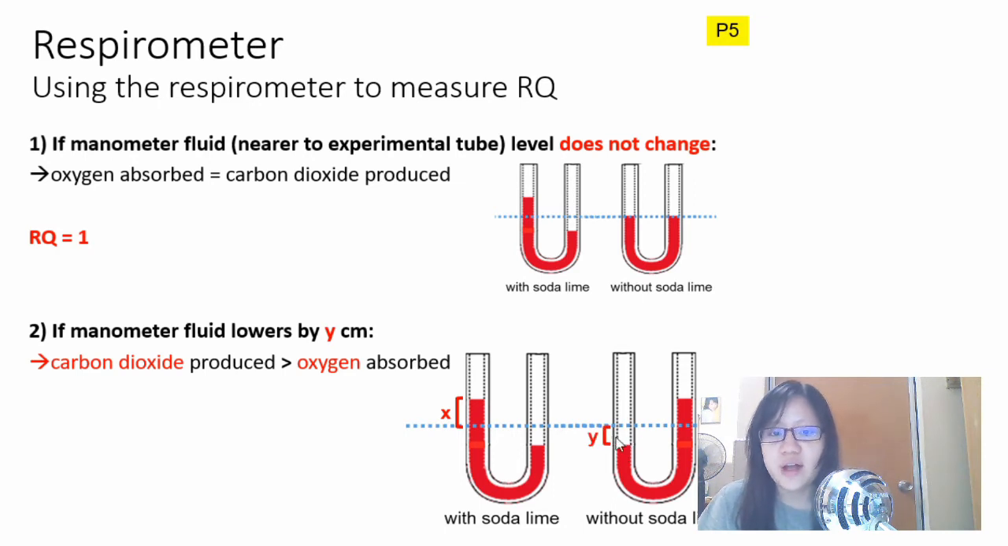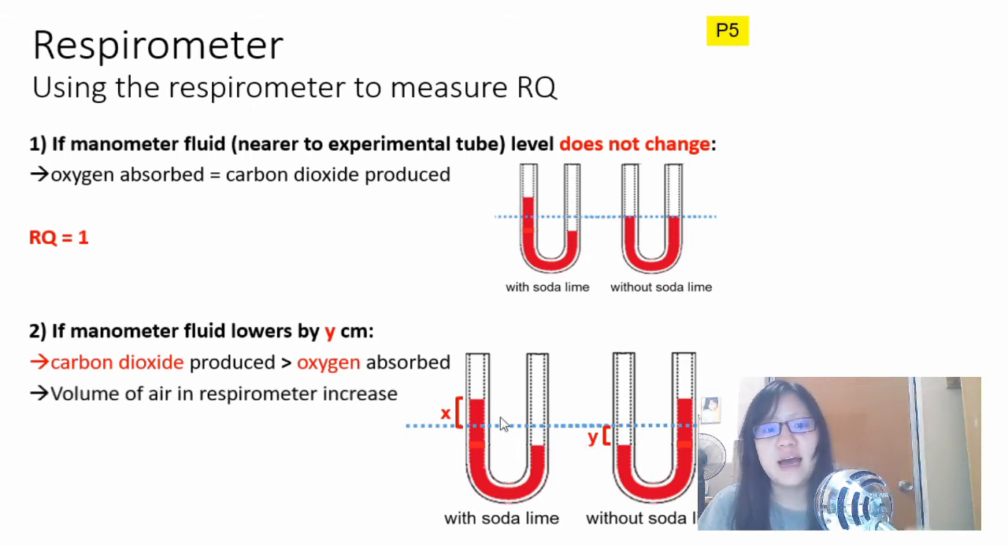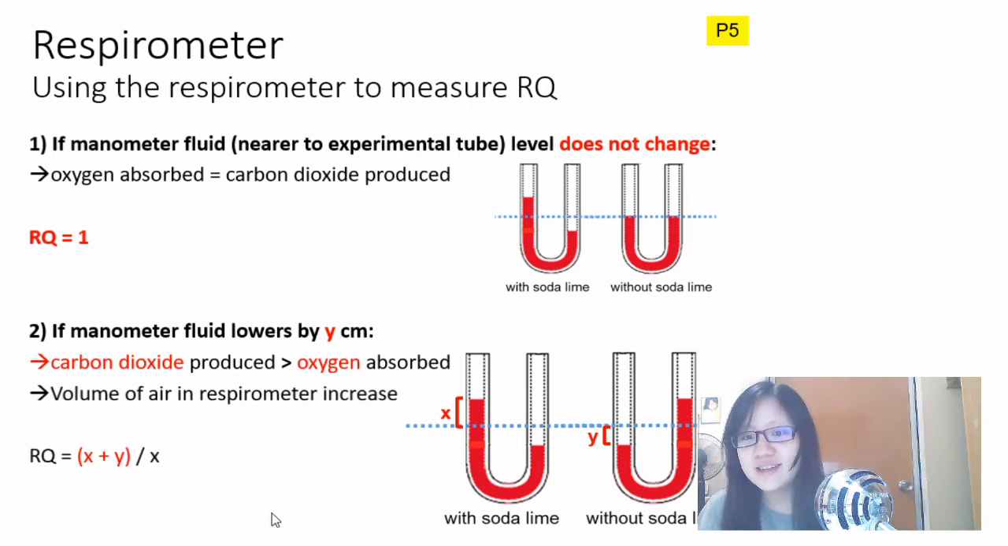Now we look at this value here, Y. We always compare it to this line. Look at this value Y, and we can estimate that the volume of carbon dioxide produced is probably X plus Y. And oxygen is X, so it's X plus Y over X. So you get an RQ that is more than 1. And if it's more than 1, you know that in this case, it is anaerobic respiration that's occurring.